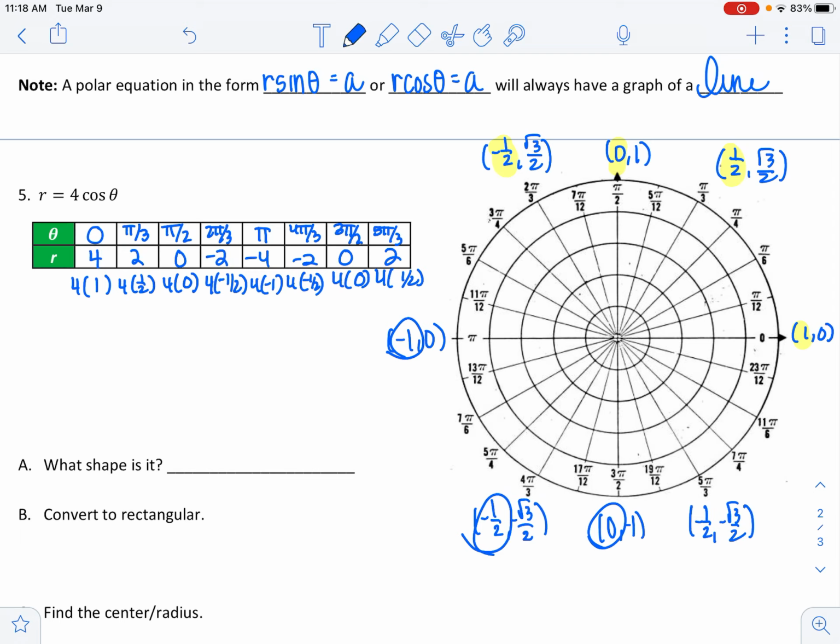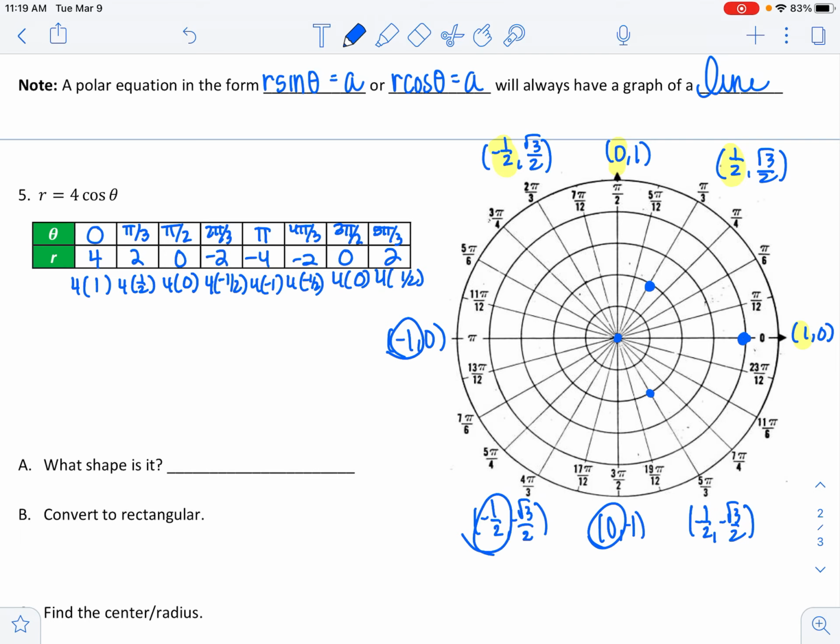So I have 0, 4. At 0 radians, I'm going to go out 4. 1, 2, 3, 4. Right there. All right, so at pi over 3, I'm going to go out 2. 1, 2. At pi over 2, I'm going to go out 0, so that's the origin. At 2 pi over 3, I'm going to go out -2. So instead of going in this direction, I'm going in this direction, right? Okay, so I'm going to erase that because I'm going to go 1, 2, and I'm right there.